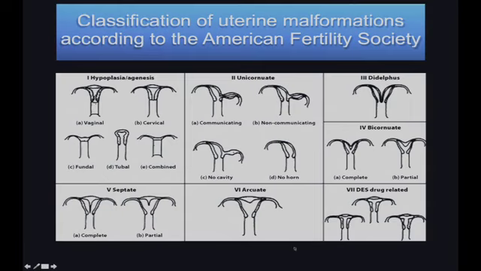What we're going to be talking about mainly are the most common anomalies, which are on the spectrum of the arcuate and septate uterus, as you can see here, and the bicornuate and didelphys uterus, these two images here.